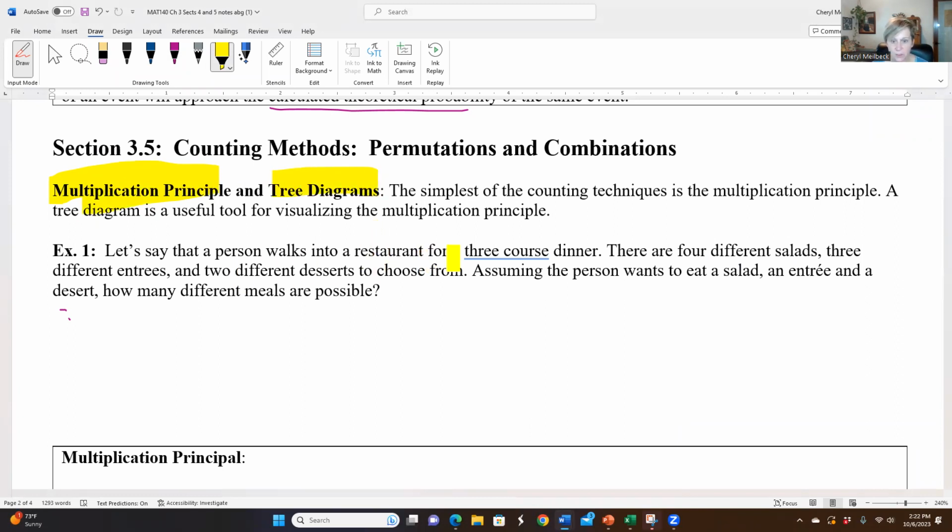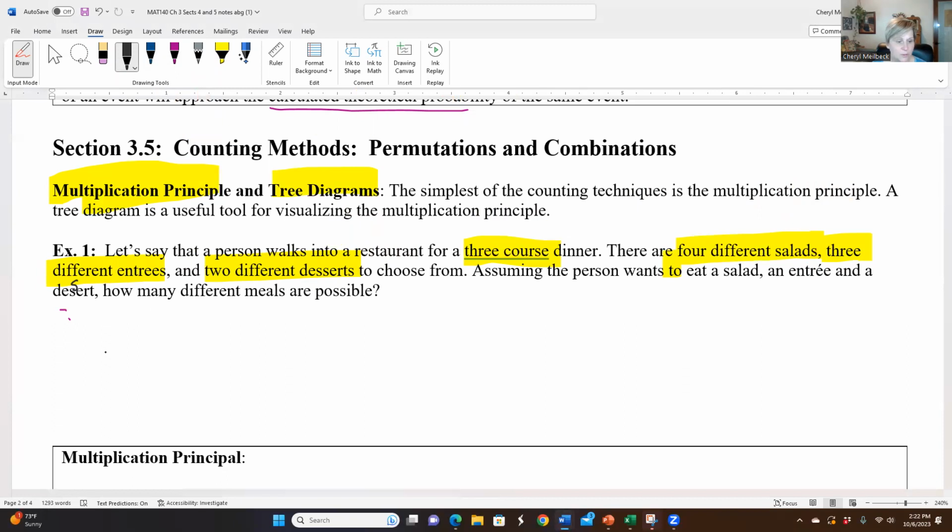So let's say a person walks into a restaurant for a 3-course dinner, and there are 4 different salads, 3 different entrees, and 2 different desserts to choose from. Assuming the person eats a salad, an entree, and a dessert, how many different meals are possible? All right, so let's first fix this. Dessert has 2 choices, and we can look at it with a tree diagram.